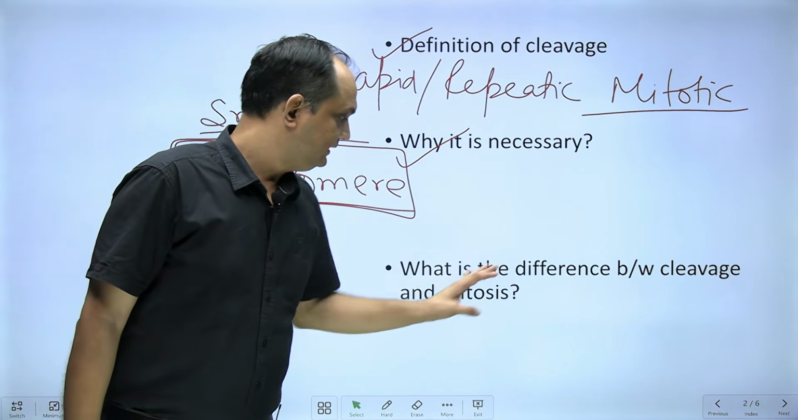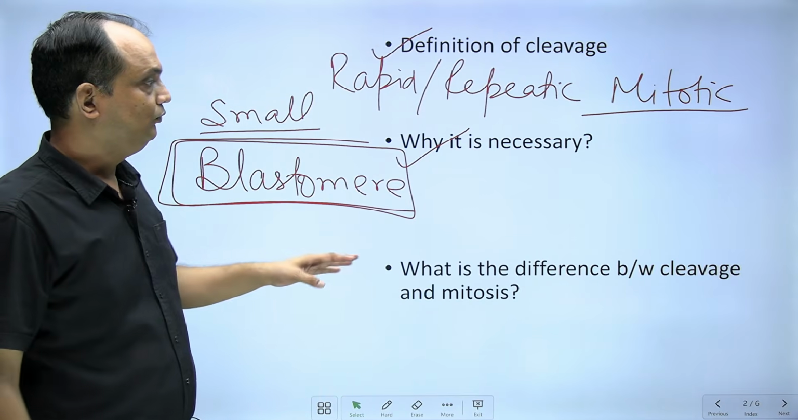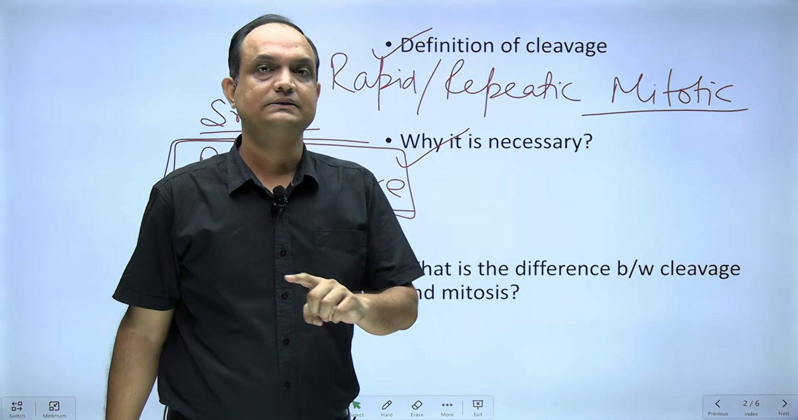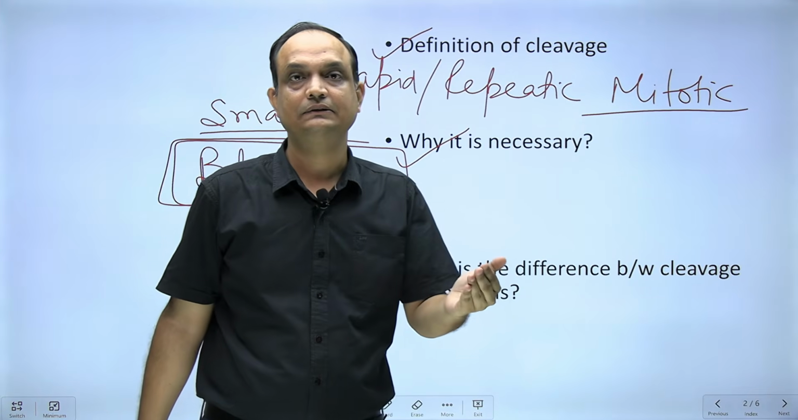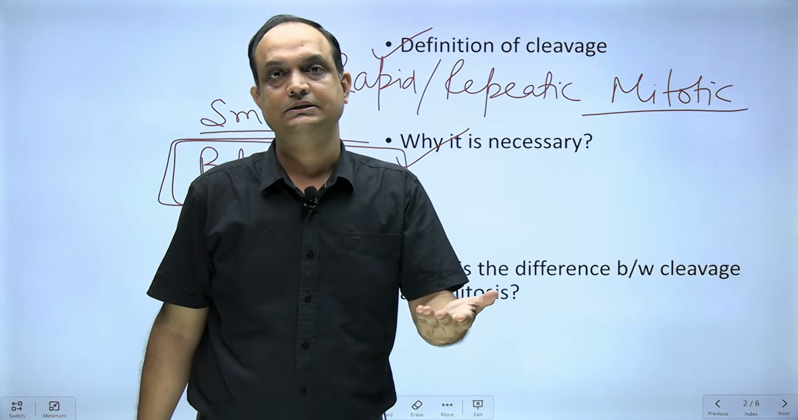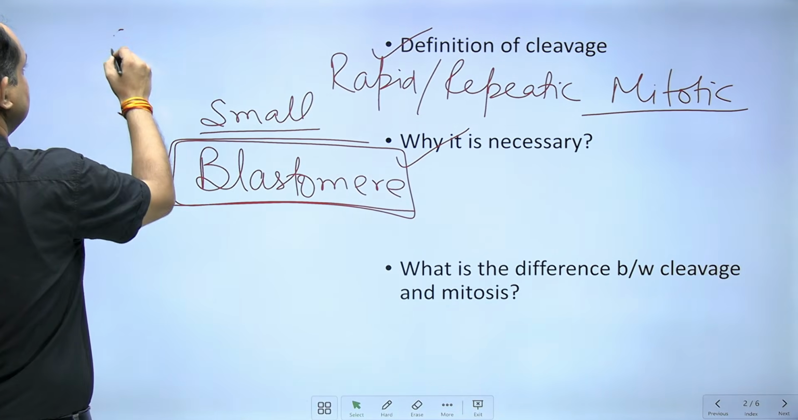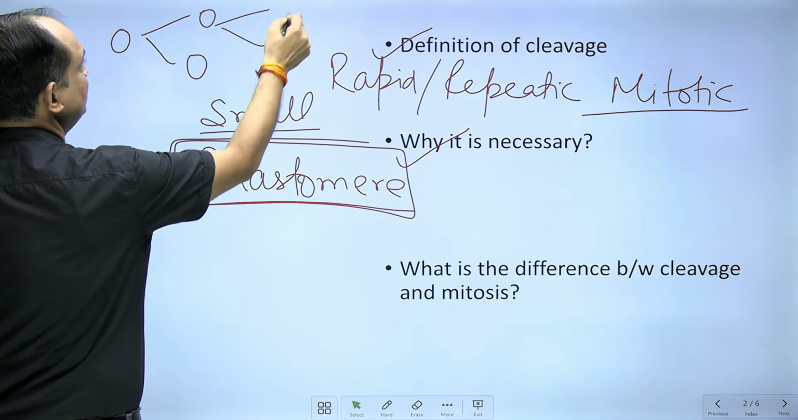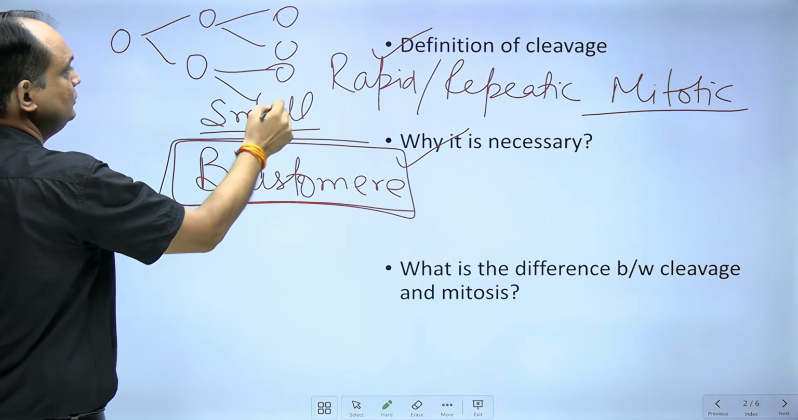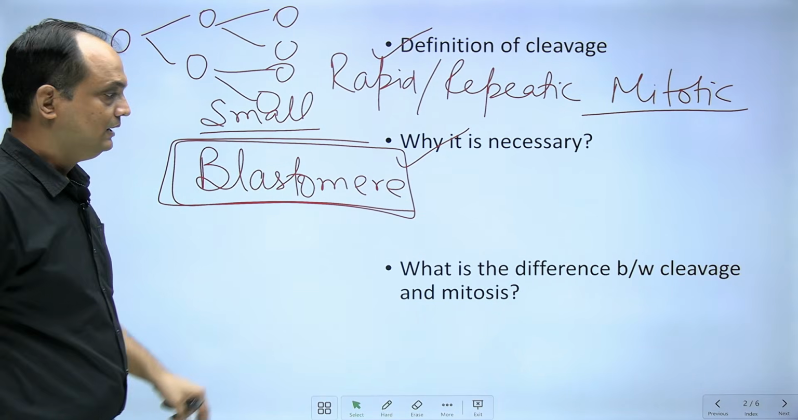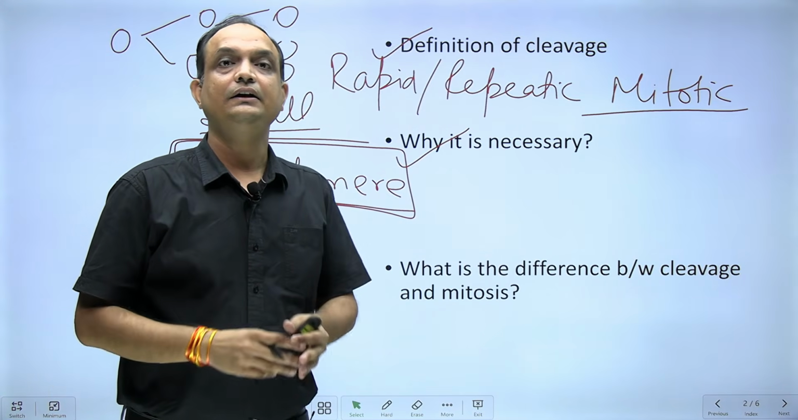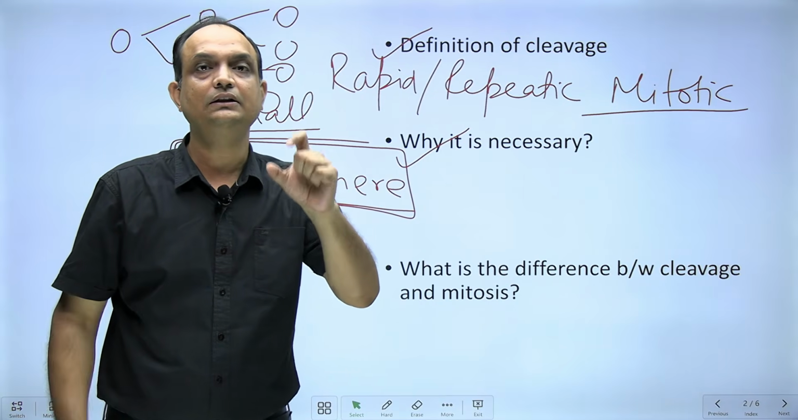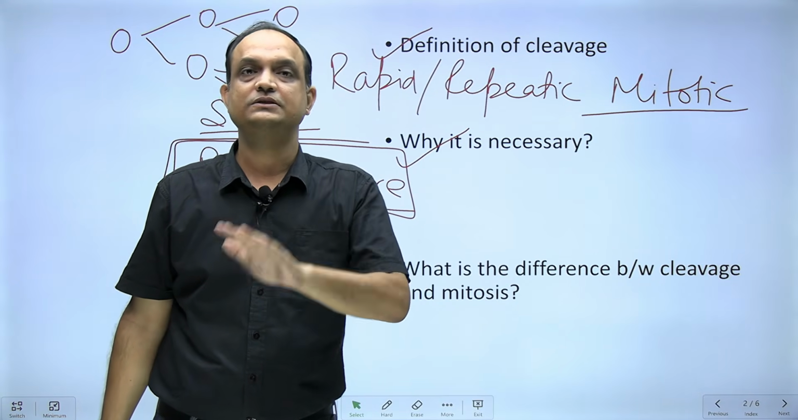Now what is the difference between the cleavage and mitosis? Now we are using the word cleavage, we are not using the word mitosis. There is one difference: when mitosis takes place, the cell size will not decrease. Whenever there is a mitosis, the cell size will remain the same. You will have two cells, then further cells. So mitosis will not decrease the size, but in cleavage, we are decreasing the cytoplasm in each and every division to regain the normal nuclear cytoplasmic ratio.